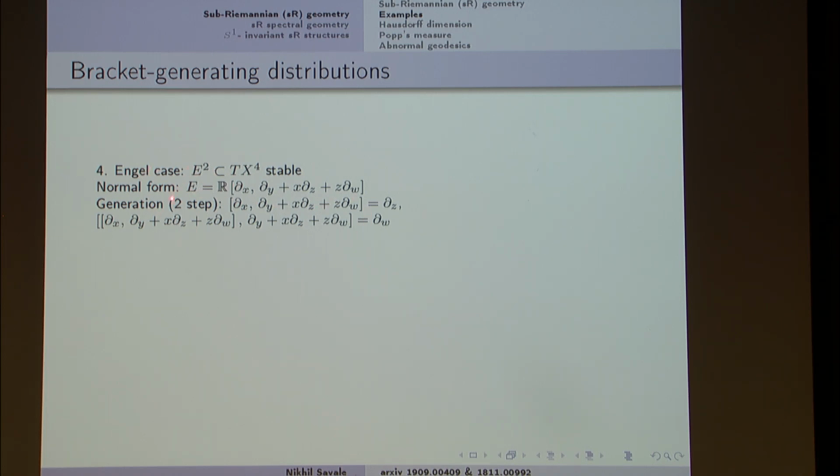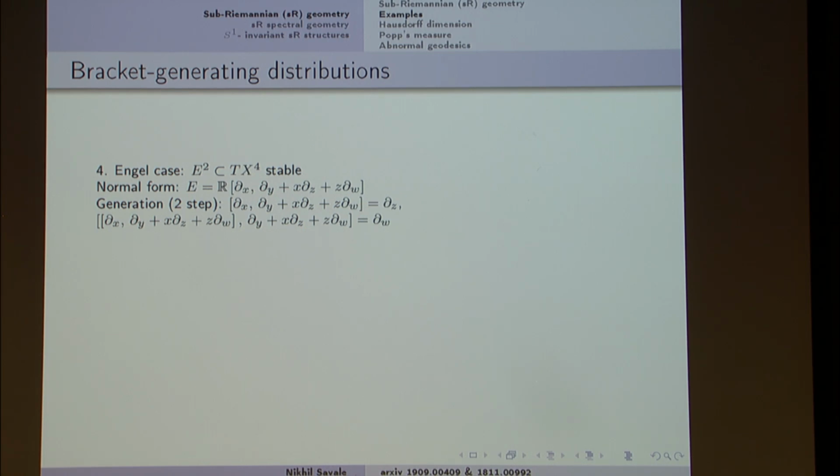So in some coordinates, this structure is spanned by 2 vector fields, which look like this. And you can just check that this is also bracket generating. So you need 2 steps. You need 2 brackets again to generate all the directions.